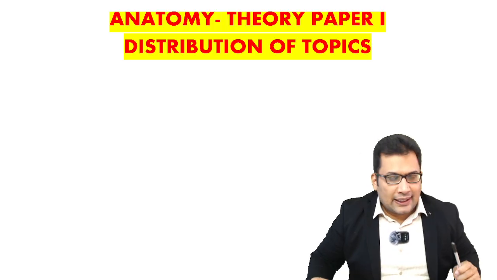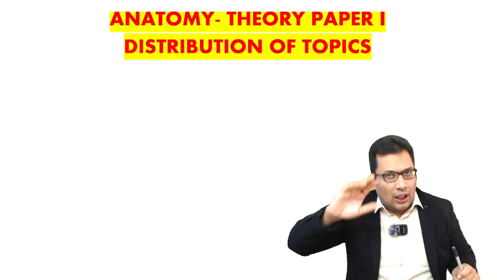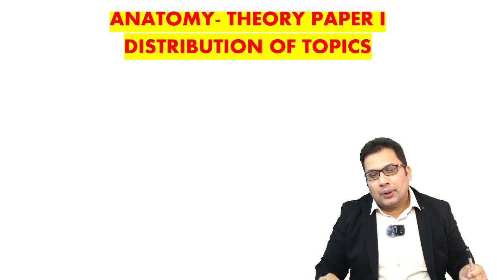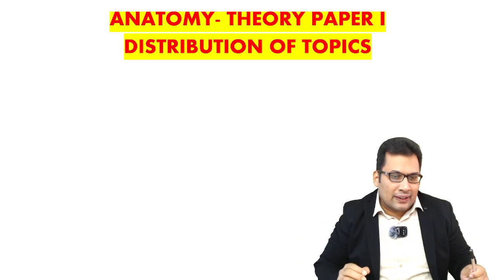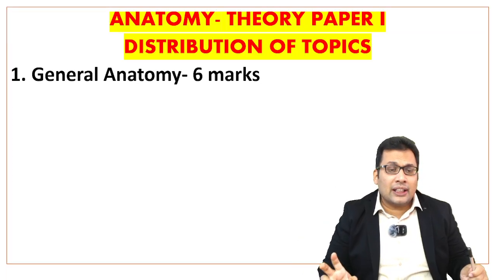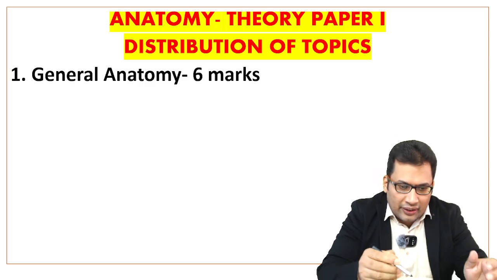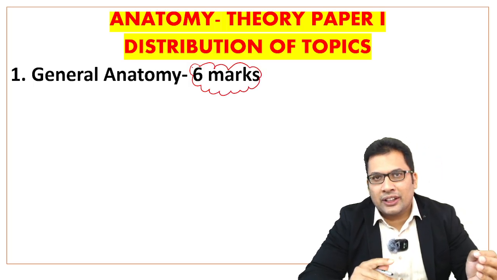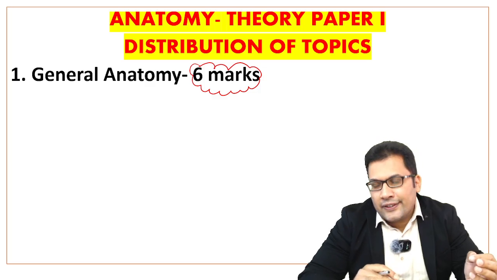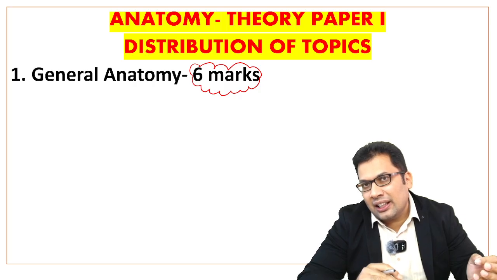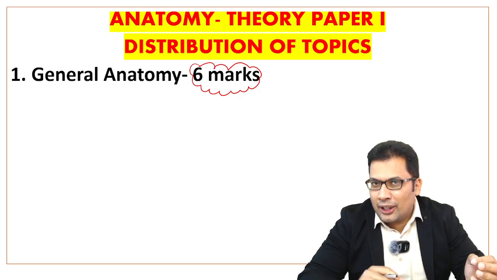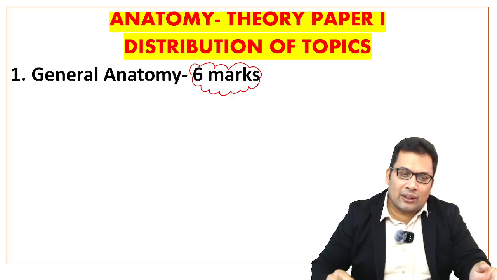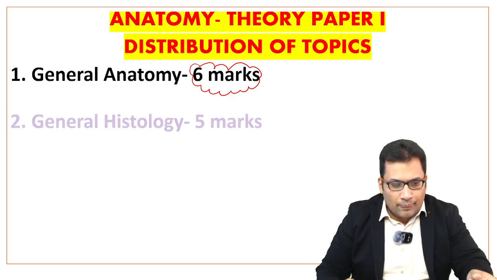As you know, in the RGUHS exam there are two papers, anatomy paper 1 and anatomy paper 2. Anatomy paper 1, the distribution of topics is like this. General anatomy, 6 marks. For example, the question can be asked about types of joints. Classify cartilaginous joint. Classify fibrous joint with example. Classify synovial joint. So this is one example of a question from general anatomy, usually a 3 marks question.